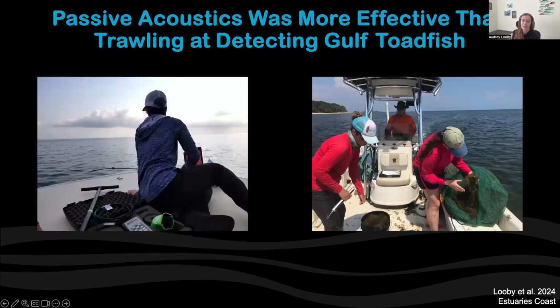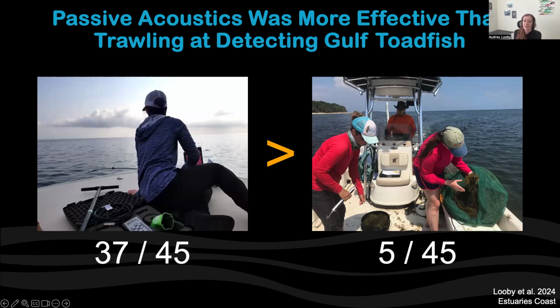I also compared how effective my recordings were at detecting Gulf toadfish compared to the more traditional sampling technique of trawling with a net. I was able to detect Gulf toadfish calls at 37 of my 45 sampling events in seagrass meadows, compared to only 5 where we caught toadfish in the trawl. So this demonstrates the effectiveness of passive acoustics as a sampling technique directly.